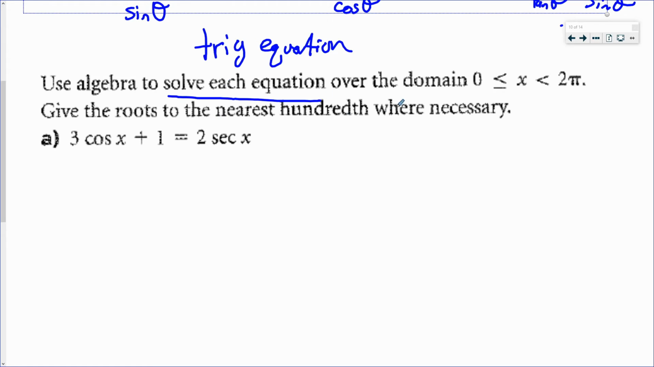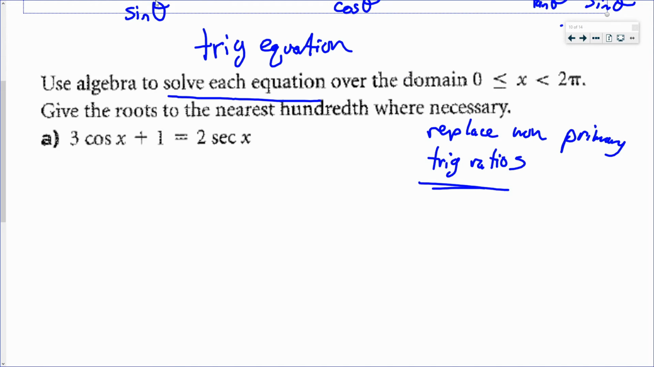And your best bet, the strategy, is to replace the non-primary trig ratios. And if you're sitting there wondering what the non-primary trig ratios are, it's the 3 we just reviewed above: secant, cosecant, cotangent. So I'm going to leave this side alone, so I'm just going to recopy it. But I'm going to write secant as 1 over cos. So I'm going to have 2 over cos theta, because 2 times 1 over cos theta is 2 over cos theta.